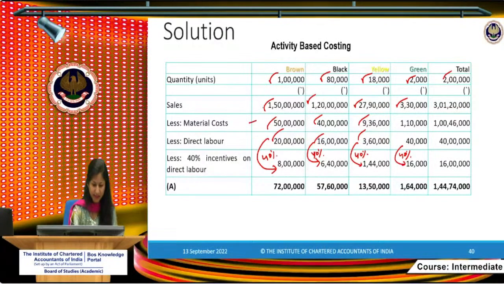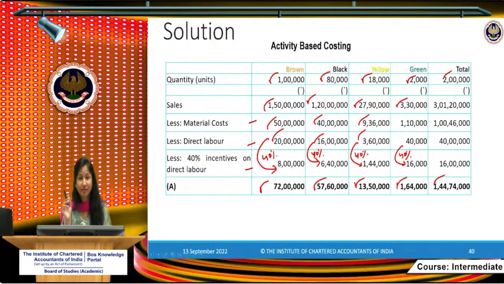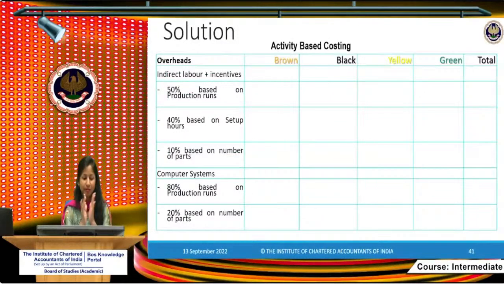Sales minus material cost minus direct labor minus this, and you get these figures. Are these a profit? No. Still we have the overhead portion, or the indirect expenses, we need to deduct from these gross profit figures.